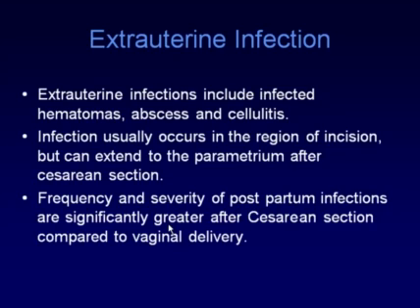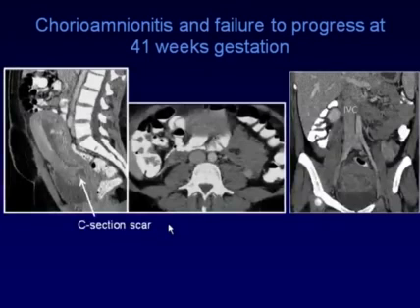Extrauterine infections, therefore, include infected hematomas, true abscesses. There can be cellulitis. There often can be an infection at the region of the incision, which can extend elsewhere. And the frequency and severity of these infections are significantly greater after cesarean section compared to vaginal deliveries.